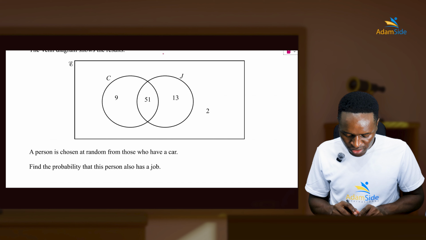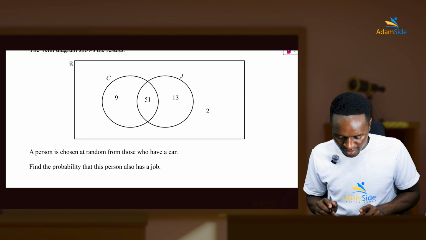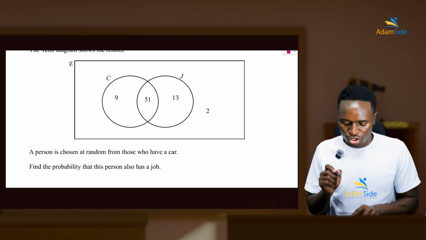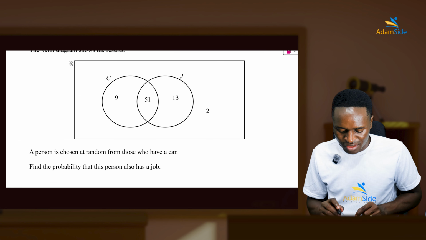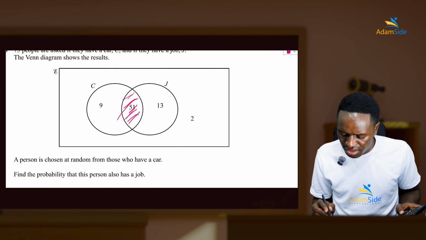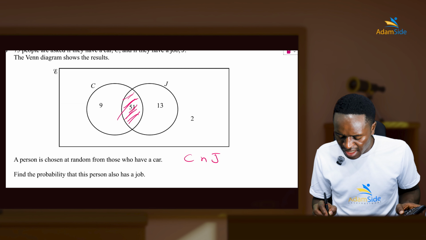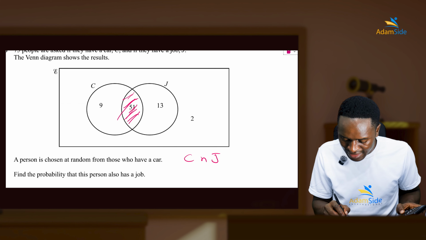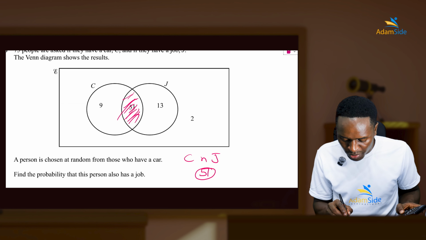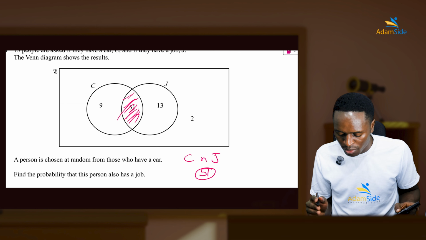A person is chosen at random from those who have a car. Find the probability that this person also has a job. So this person can have a car and also have a job. At probability, we look at the number of chances. This will be talking about intersection, because we're talking about C intersecting J, having a car and having a job at the same time. So it's C and J, which is shown at the center, which is 51. This is the number of people who have a car and a job at the same time.